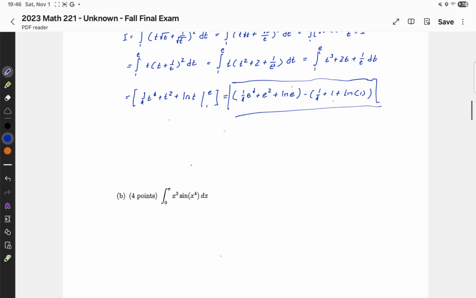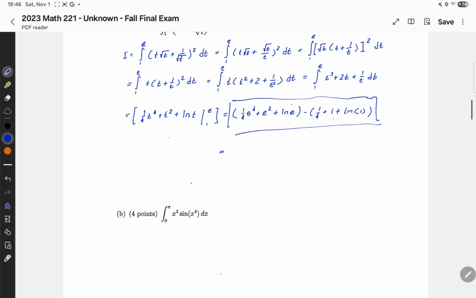I'll simplify this just a tiny bit, because there's a lot of ways you could solve this problem. We'll get 1/4 e to the 4th plus e squared. Natural log of e is just going to be 1. Then we can subtract 1/4, subtract 1, and subtract natural log of 1, which is going to be 0. Okay? These two 1s are going to cancel. And I'm not going to bother factoring this e squared, but you definitely could.